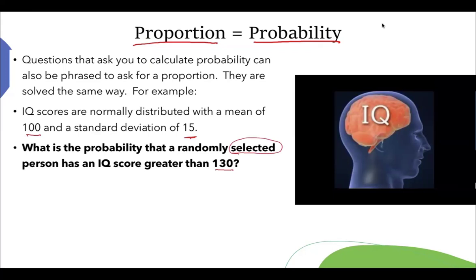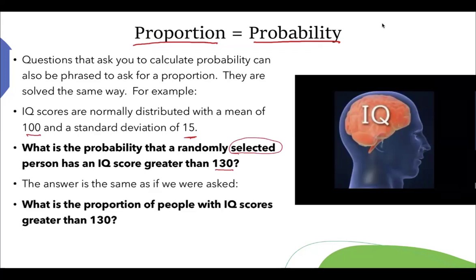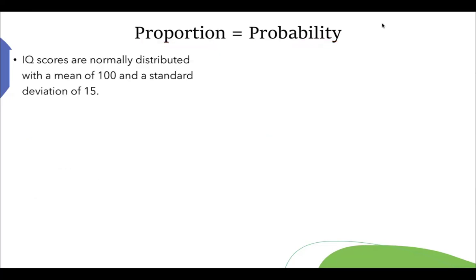But the same question could be phrased like this. What is the proportion of people with IQ scores greater than 130? So they mean the same thing. They're asking, out of your population, what's the proportion of people with IQ scores greater than 130? It's the same thing as asking what's the probability of randomly selecting a person from the population with an IQ score greater than 130. They both mean the same thing, so you would solve that in the same way.